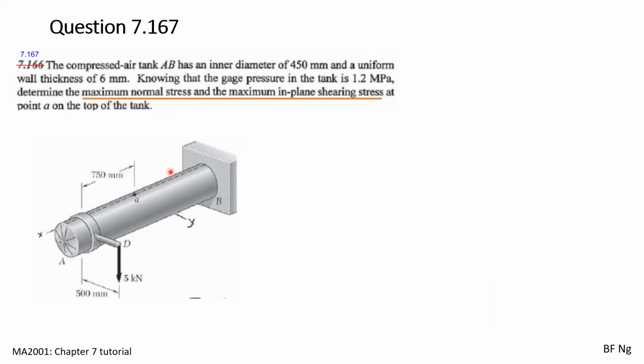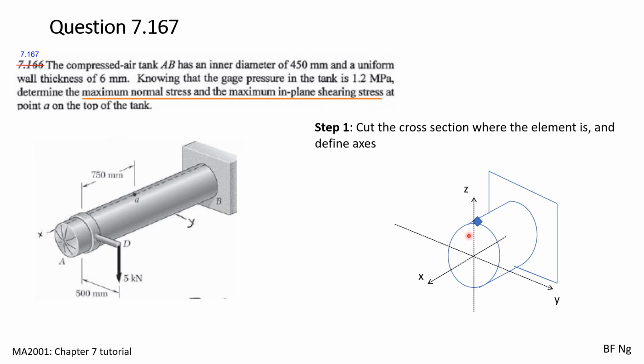In this question, we have a compressed air tank with a certain pressure inside. In this case, there is both hoop stress and longitudinal stress on the surface. We will need to determine the maximum normal stress and maximum in-plane shearing stress at the point A on top of the tank. In step 1, we'll cut at where the element is. This is the cut, and then we define the axis.